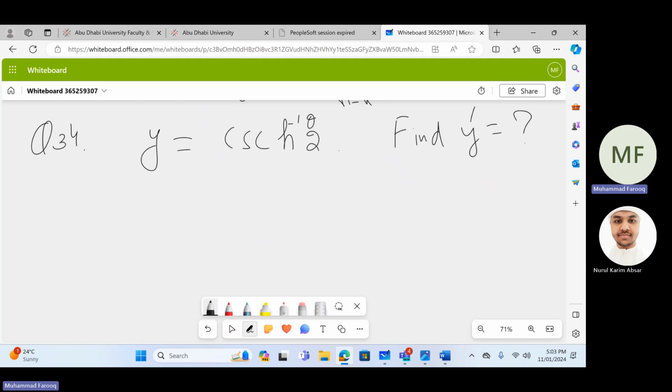Now, please tell me, do you know what u is? If you look at the formula sheet, they said cosecant inverse hyperbolic u. What is u in our case? 2 power theta. Yes, good. So please don't worry. Open the formula sheet. Wherever you have u, substitute 2 power theta.